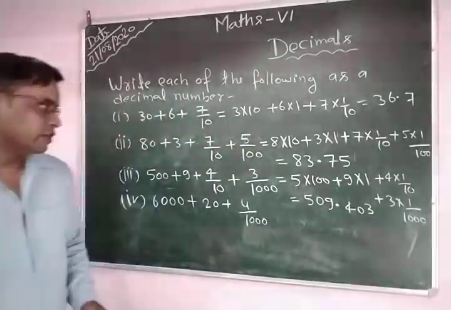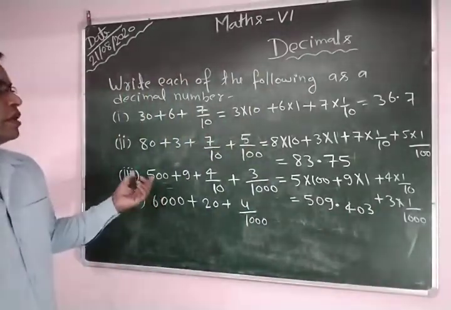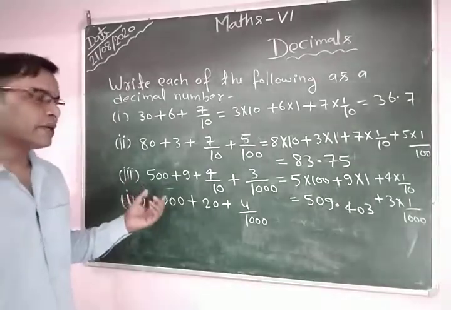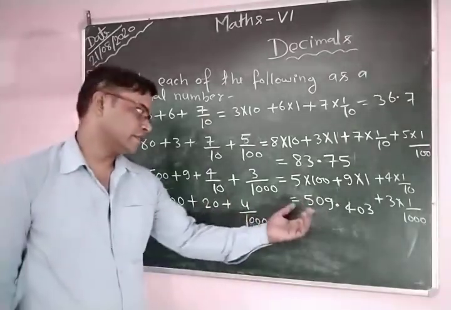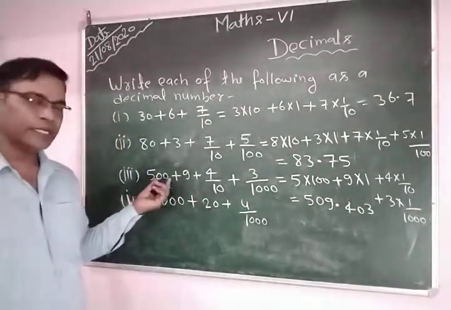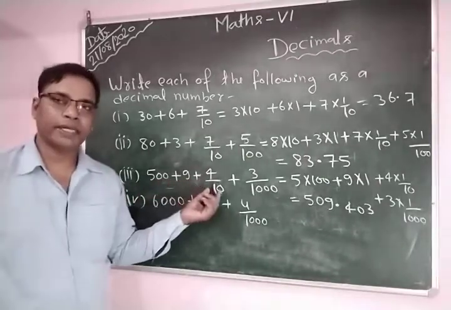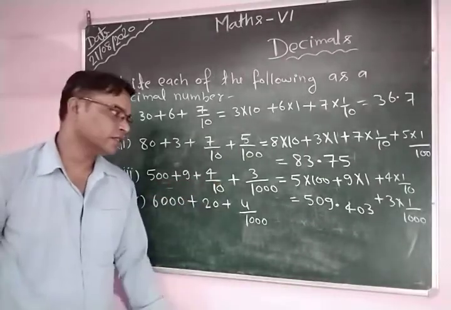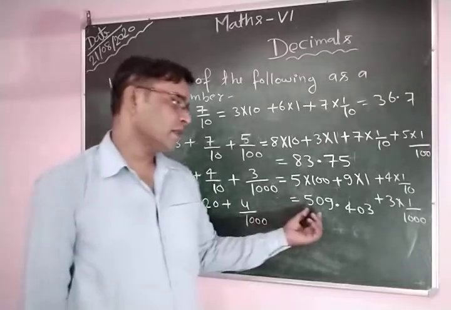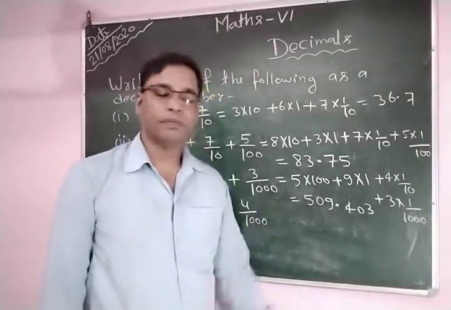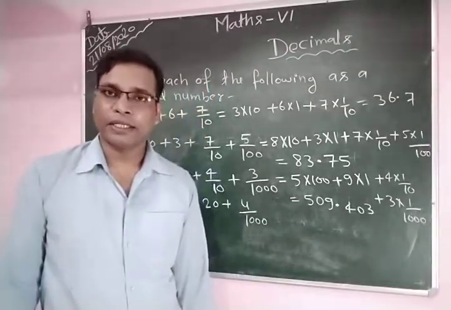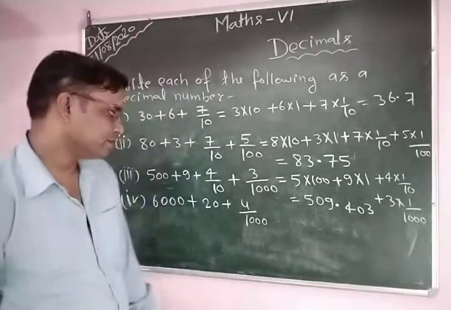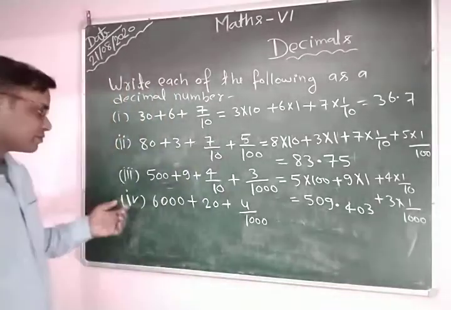Students, I hope all of you understood how to write expanded forms in decimal numbers. Here it is given 500 plus 9 plus 4 by 100 plus 3 by 1000, so you can write it as 509.403. Clear?